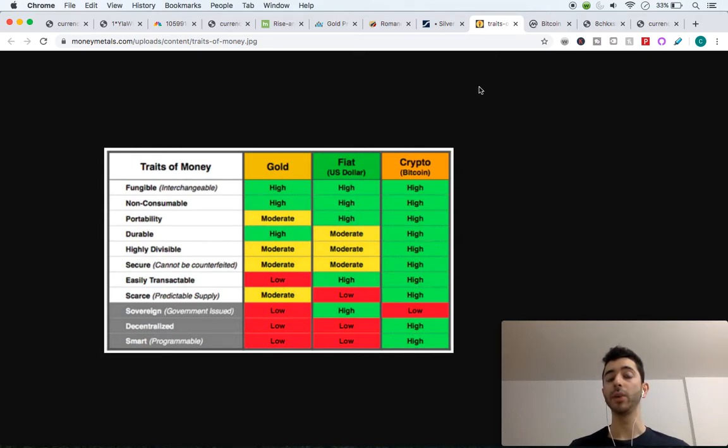Now, you might be wondering, what about Bitcoin? Is Bitcoin money? Is it a store of value? And this is a little hard to say. Objectively, we can say that it is a kind of currency because it really excels in all of these categories of fungibility, portability, durability, highly divisible, scarce, secure. It really excels. So we know that Bitcoin is a currency. But is it money? Is it a store of value? And again, I subjectively believe that it is. But objectively, it's kind of hard to say at the moment.